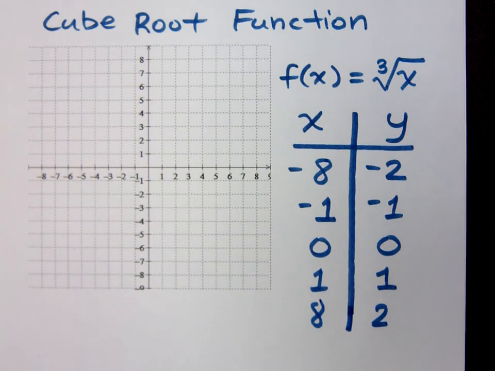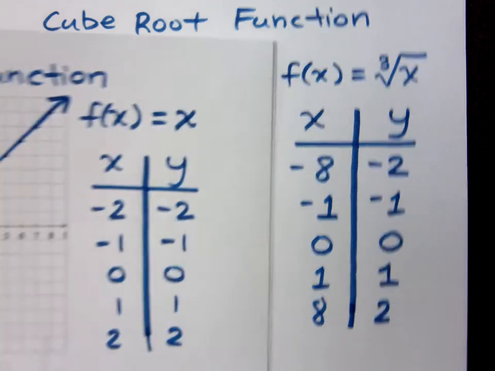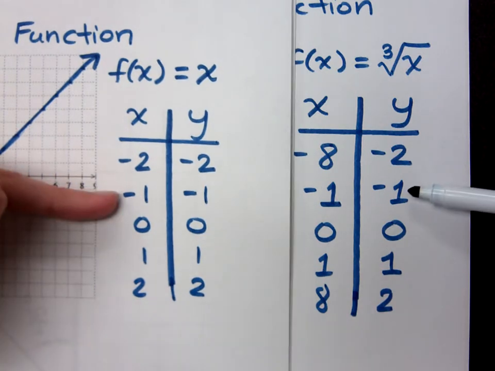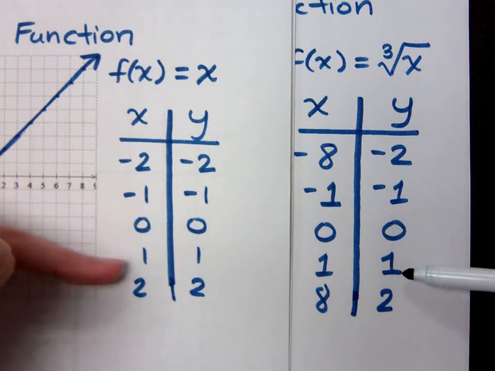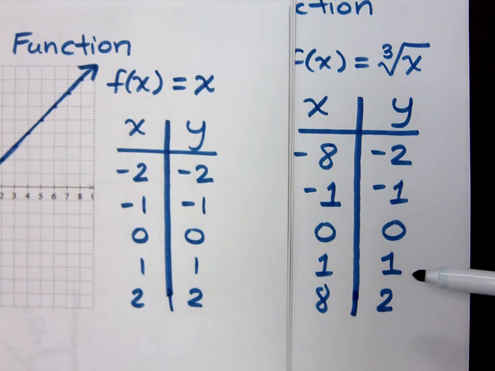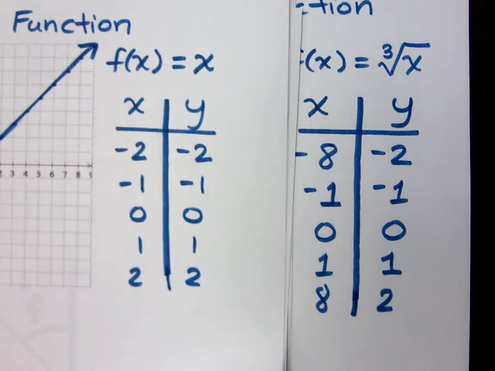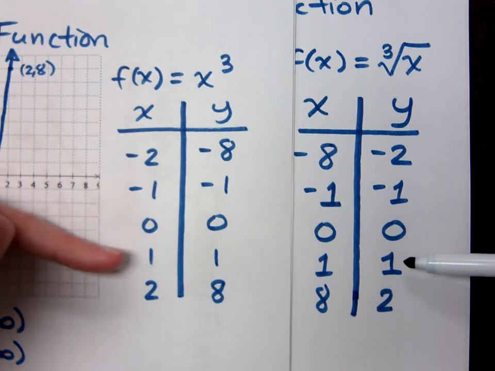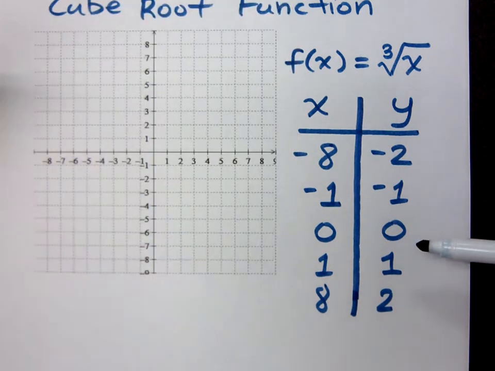Now, I want you guys to see something, though. If you look back at the problems that we've done so far, notice that the identity function had negative 1, 0, 0, 1, 1. So if I just do those 3 points, that's not enough. If I were to do the cubing function, you see, again, the same 3 points in the middle. So that's not enough. We have to go further and find more values.